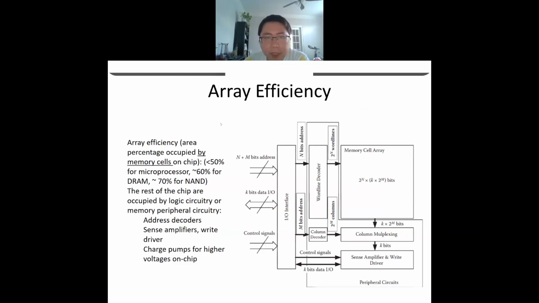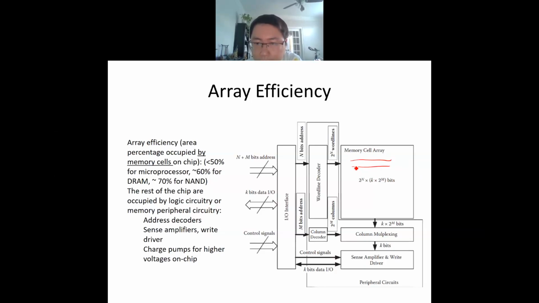So in the memory technology, you are not going to deal with individual memory cells. It's always organized into an array. Array means what? It means rows and columns. So here in this diagram, you see this memory cell array. This means there are multiple rows and columns of the memory cells.